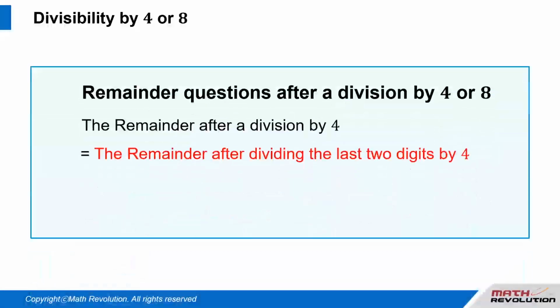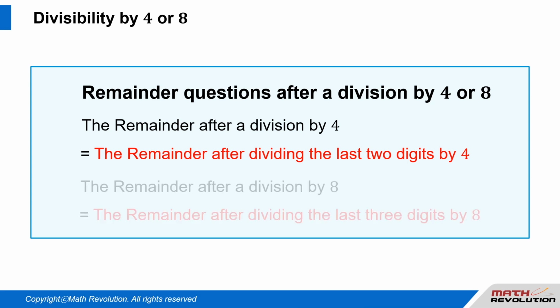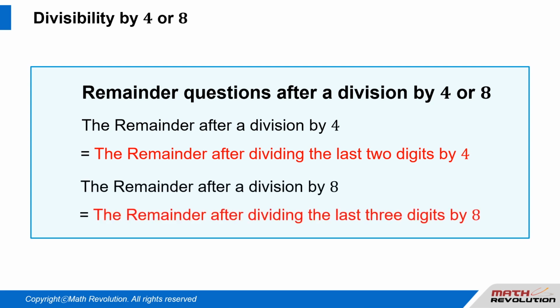In this video, we'll be talking about divisibility by 4 or 8. The remainder questions after a division by 4 or 8. The remainder after a division of an integer by 4 is the same as the remainder after dividing the last two digits of the number by 4. The remainder after a division of an integer by 8 is the same as the remainder after dividing the last three digits of the number by 8.